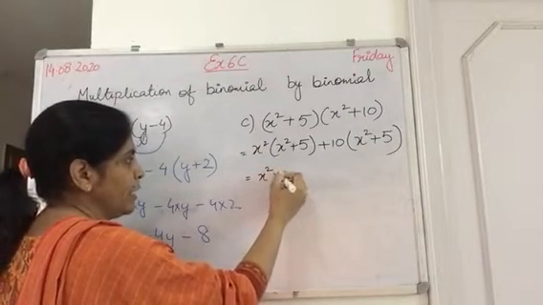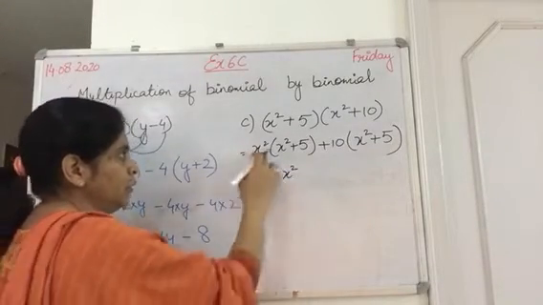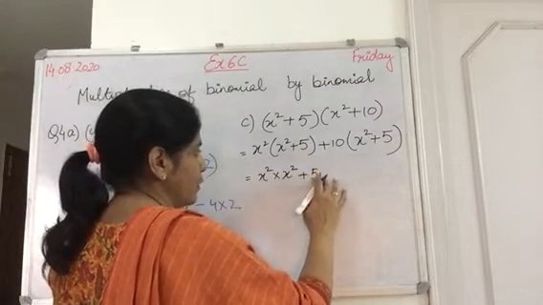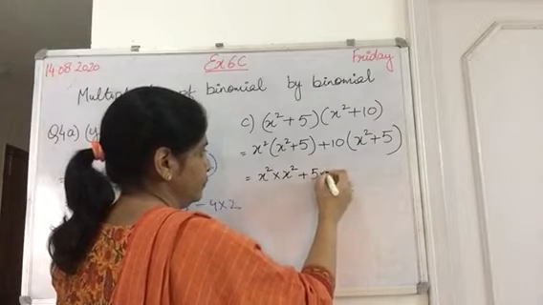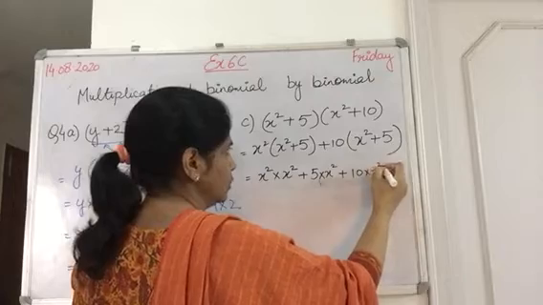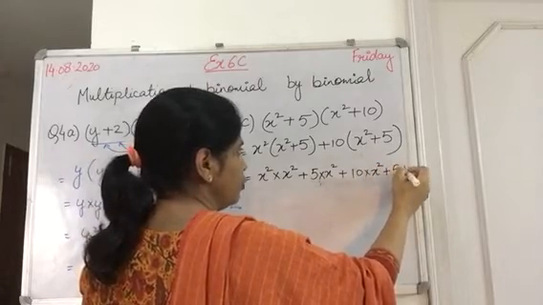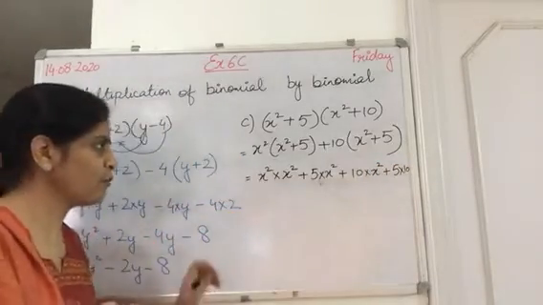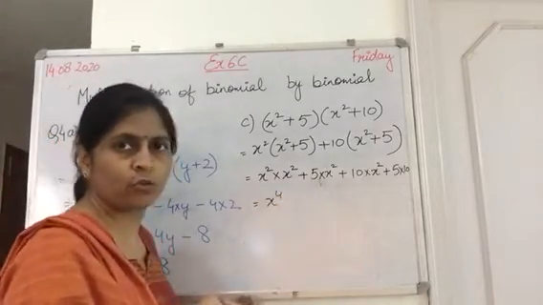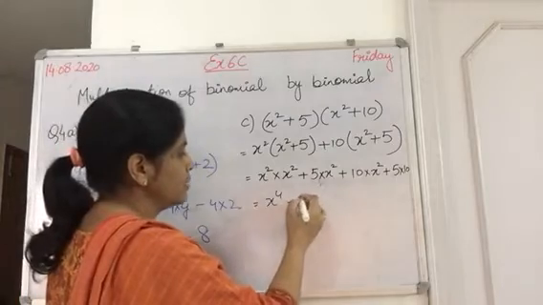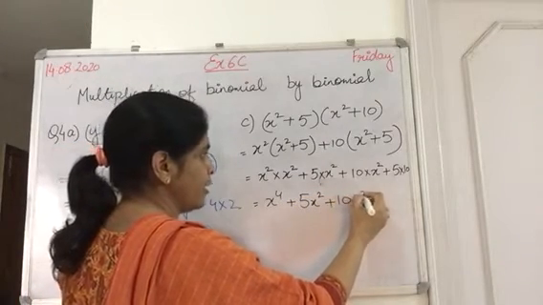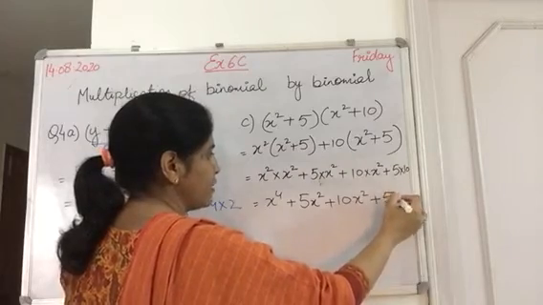X square into x square, plus 5x into x square, plus 10 into x square, plus 5 into 10. Clear? Now we simplify. X square and x square become x raised to the power 4, plus 5x square, plus 10x square, plus 5 tens are 50.